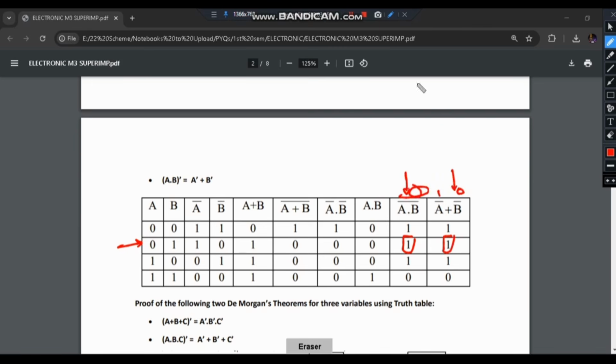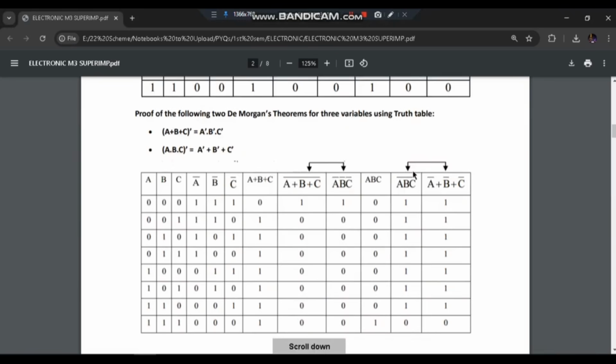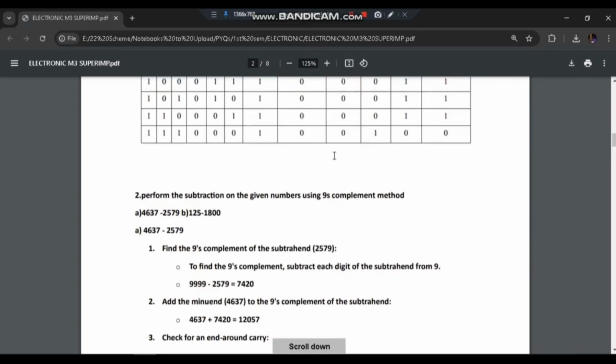So that was about the De Morgan's theorem, and for the three variables also it's the same thing. These both are equivalent and these both are equivalent. You can verify it.